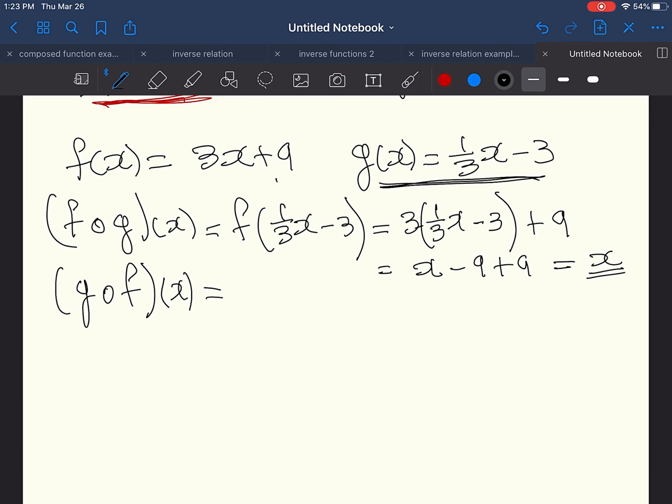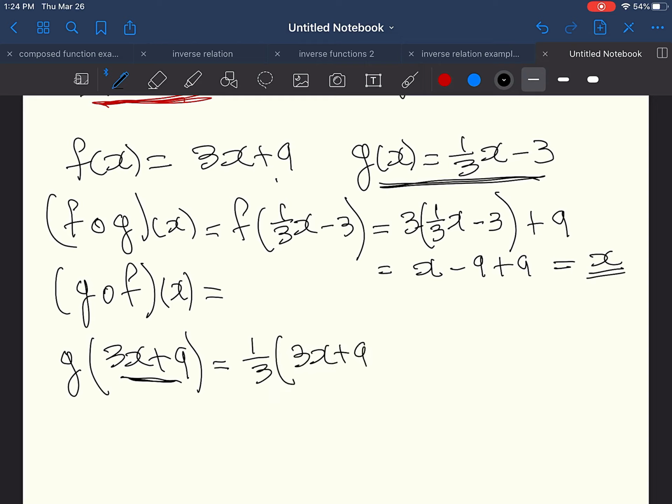What happens when I find g composed with f? Now I have g, f is 3x plus 9, and I substitute 3x plus 9 in g. Now it's 1 over 3 times 3x plus 9. Remember, I change the x here by 3x plus 9. Minus 3. And now 3 divided by 3 is 1, and 9 times 1 is 9, divided by 3 is 3, minus 3. And finally x.